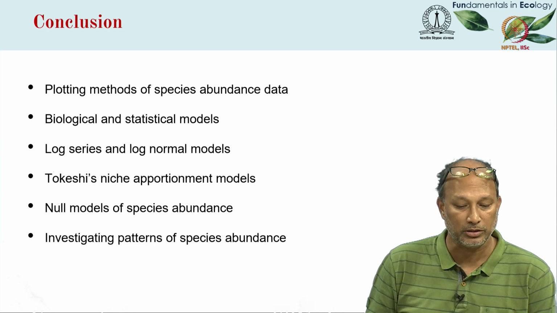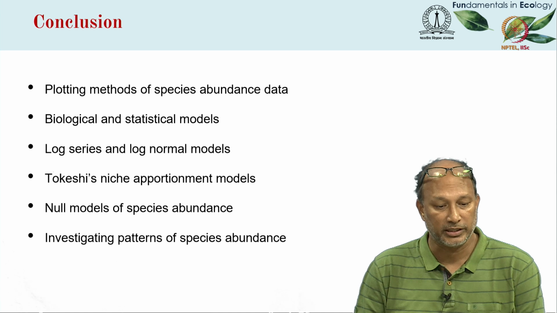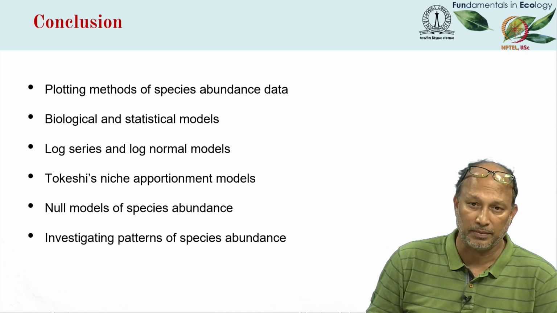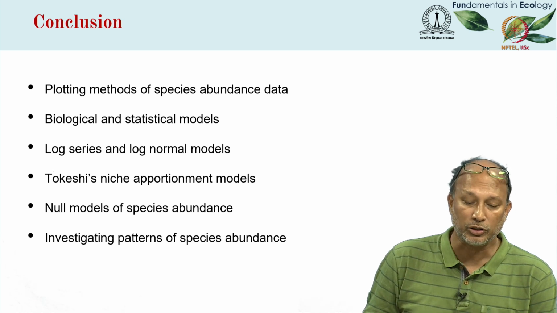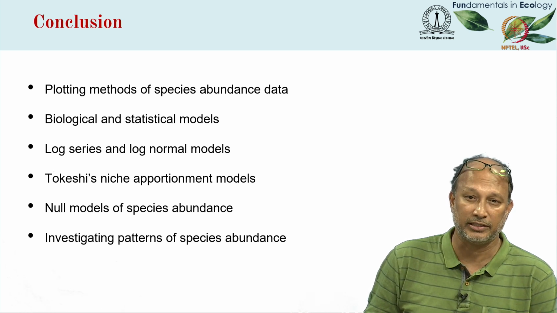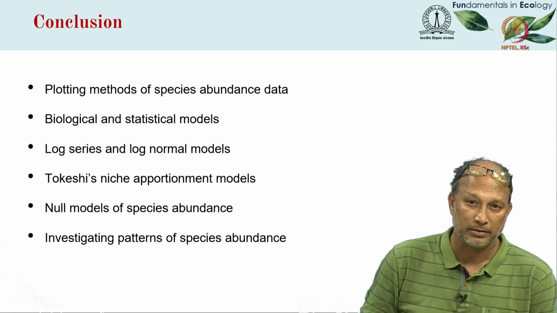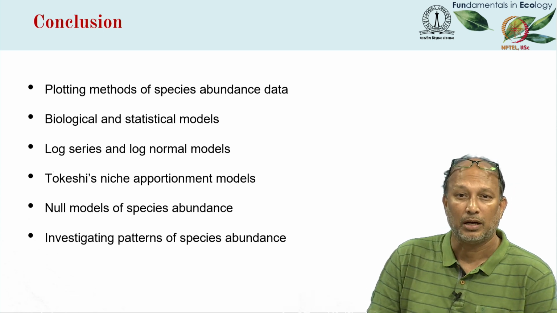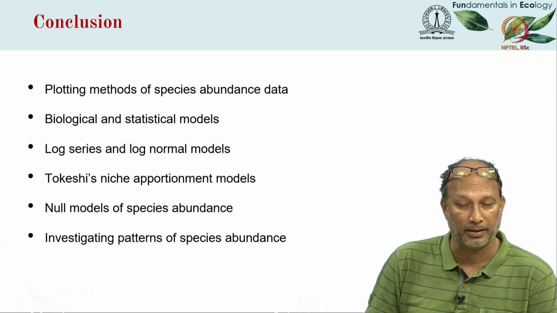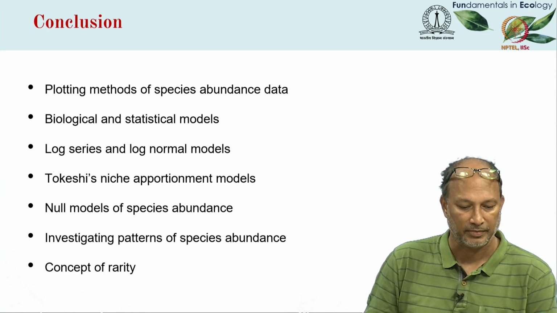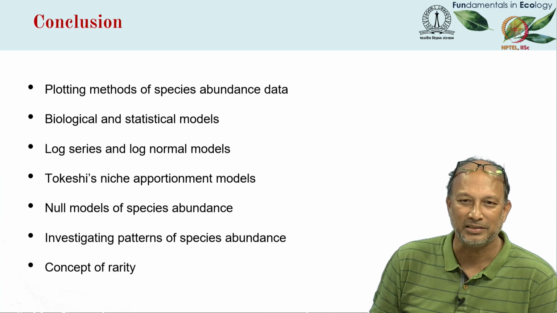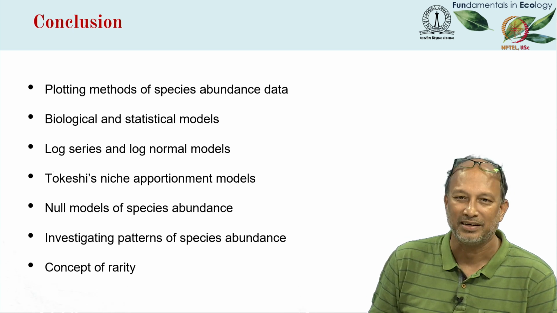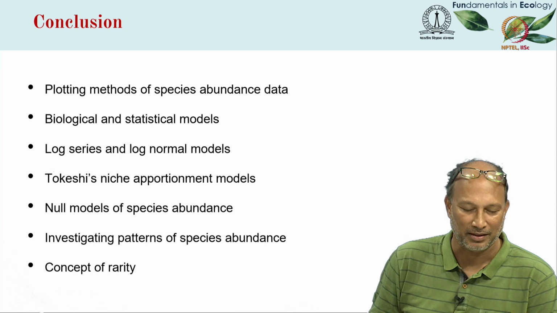There have been numerous null models of species abundance, most recently Hubbell's model, and there are different approaches of investigating patterns of species abundance in nature, and the statistical and modeling approaches that we use depend very much on the exact questions that we have. And finally, the concept of rarity is more nuanced than just abundance, and it's worthwhile to consider that when we're examining these patterns in ecology.